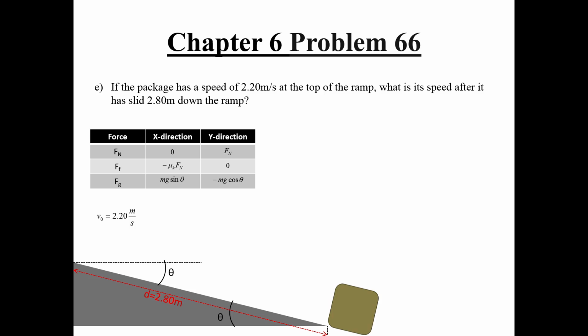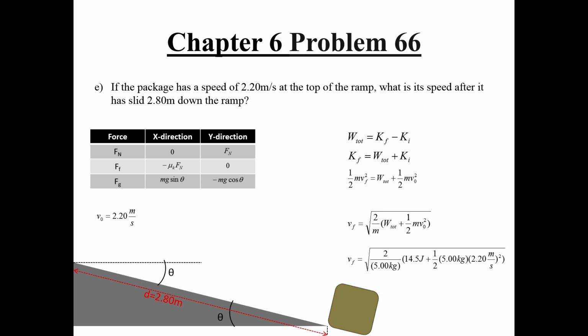Another definition for the total work done on an object is the difference between the final and initial kinetic energies. We want to know how fast the package was moving at the end, so let's rearrange this equation to solve for the final kinetic energy. Substituting in the definition of kinetic energy, we find that 1/2 mv final squared is equal to the work done on the package added to 1/2 mv initial squared. Solving this equation for final velocity and subbing in the values for our variables, we find that the block was moving at 3.26 meters per second at the end of the ramp.